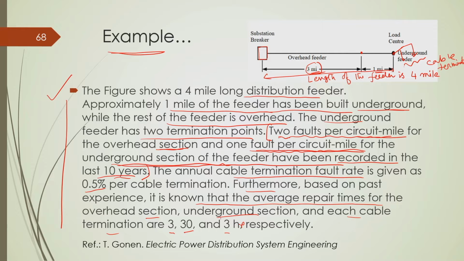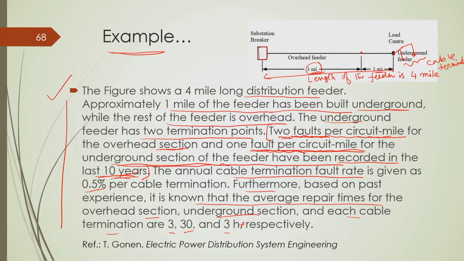What are the data given to you? Number 1 is the failure rate of the overhead section of the feeder. What is that failure rate? It is 2 faults per circuit mile. Now, how we will get the failure rate from this information, we will see. Similarly, 1 fault per circuit mile is recorded in the last 10 years for the underground section. Failure rate is normally determined as a number of faults per year.